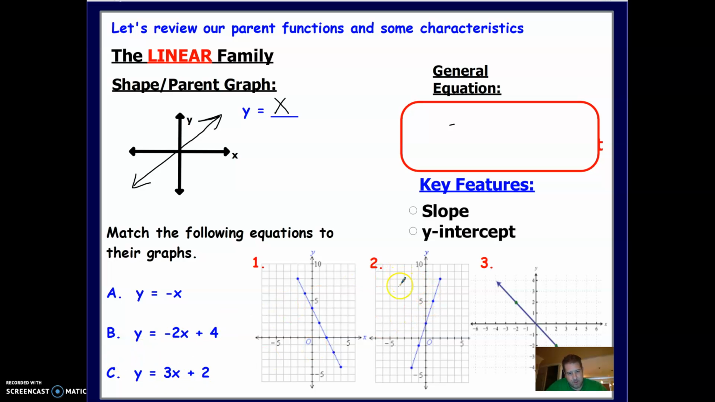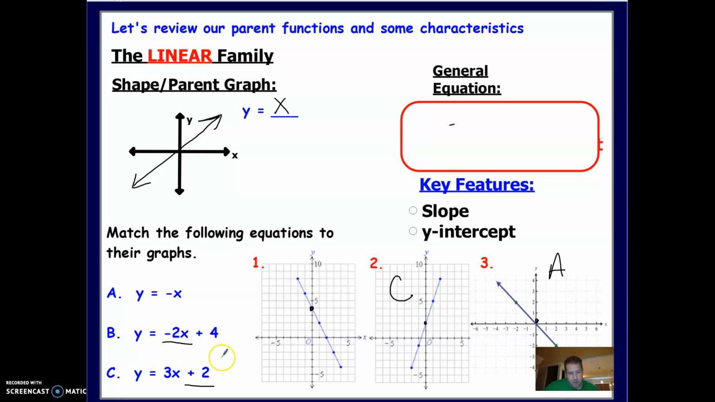So you know right away that this one is C because it's going up 3, right 2, and it also has a y-intercept of 2, which means it starts at 2, and then it goes up 3, right 1, up 3, right 1. This one's going down 1, right 1, so this one's got to be A, down 1, right 1, down 1, right 1. The slope is negative 1. It has a y-intercept of 0. And this one has a y-intercept of 4, meaning it starts at 4 and it goes down 2, right 1, down 2, right 1, down 2, right 1.